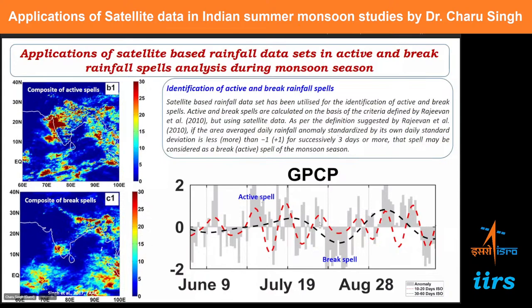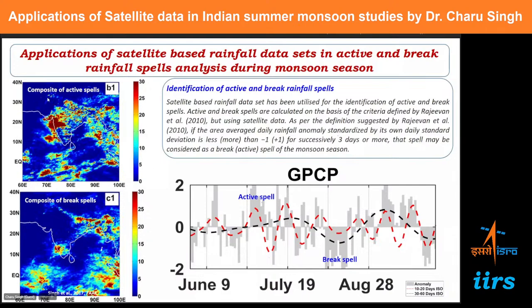So here we have the active spells which are very well fitted by the 10 to 20 days oscillation. So already I mentioned that 10 to 20 days periodicity of Indian summer monsoon is associated with the active spell. And the periodicity that happens at the 30 to 60 days time scale is actually responsible for governing the break spell of the Indian summer monsoon.